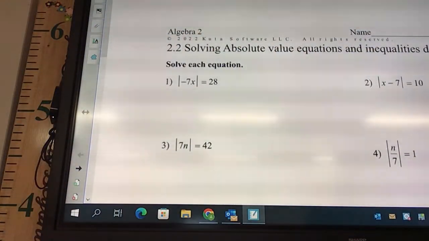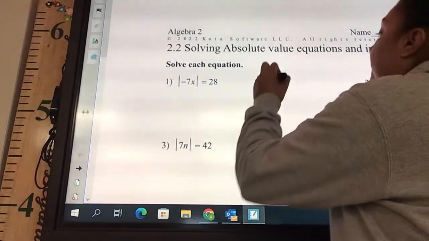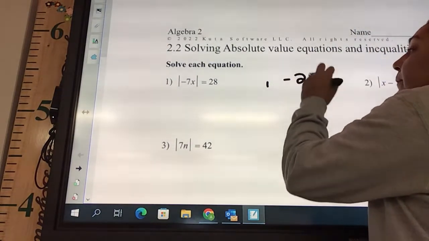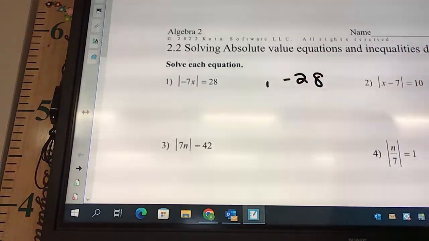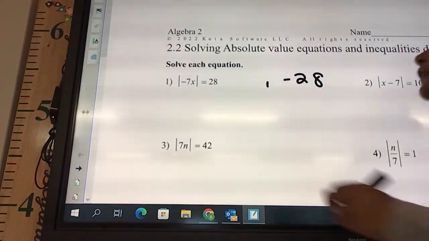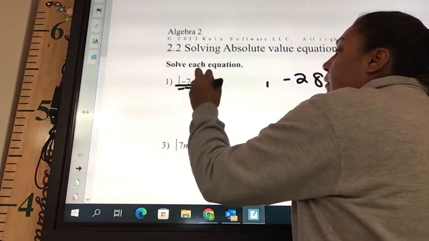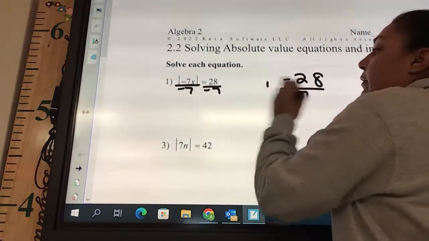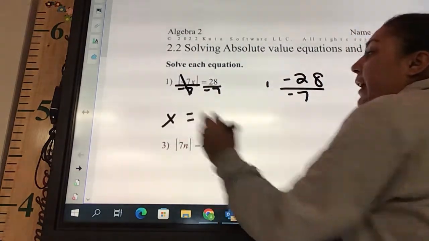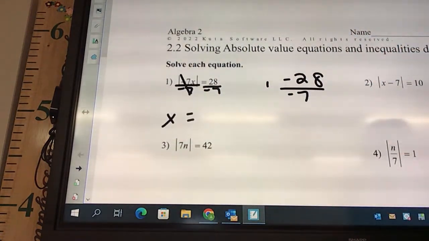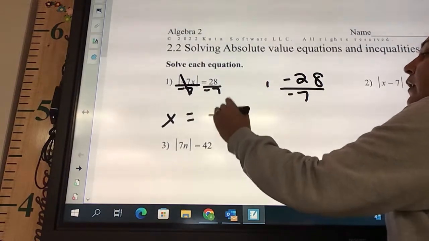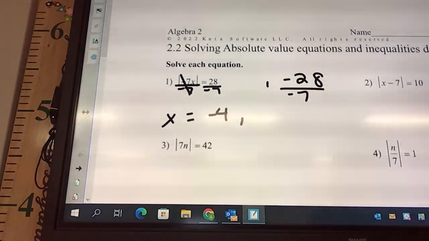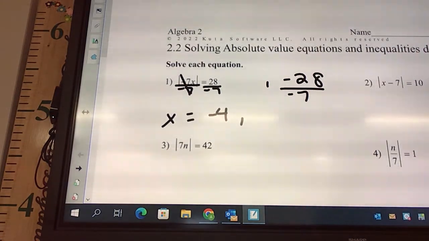What's our first thing we need to do? Comma, what? Negative 28. Okay? And then what? Divide by negative 7. Okay? Each piece we're dividing by negative 7. 28 divided by negative 7 is negative 4. Negative 28 divided by negative 7 is 4.